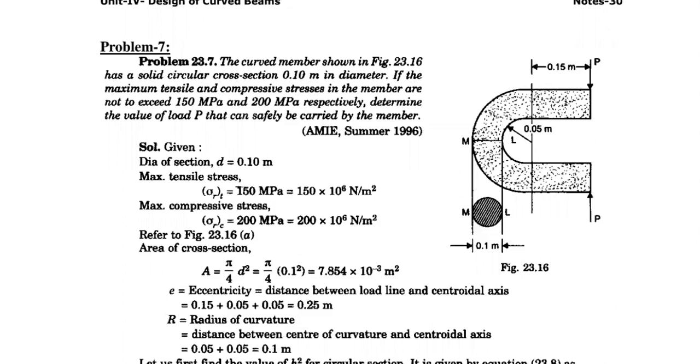So here the maximum tensile stress and maximum compressive stress are given, that is 150 megapascal and 200 megapascal. Determine the value of load P that can safely be carried by the member. So here the value of P can be calculated. We are required to calculate the external load P that can be safely carried by the member.